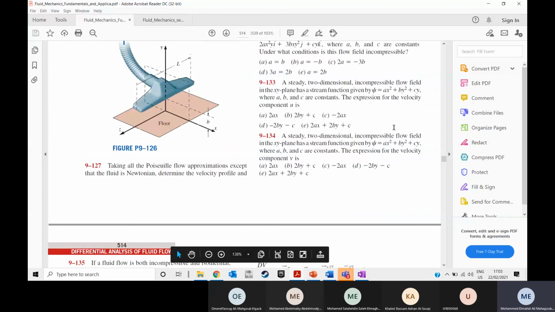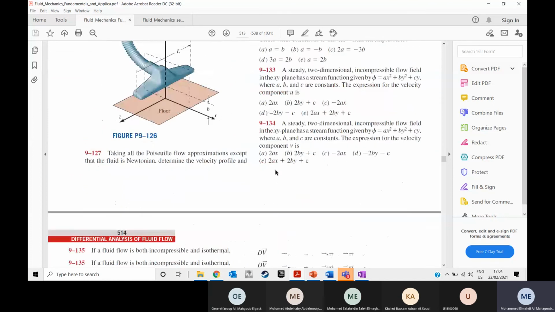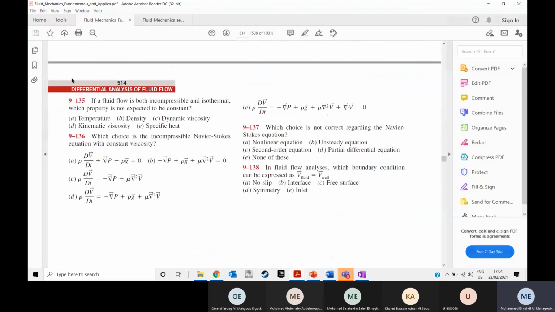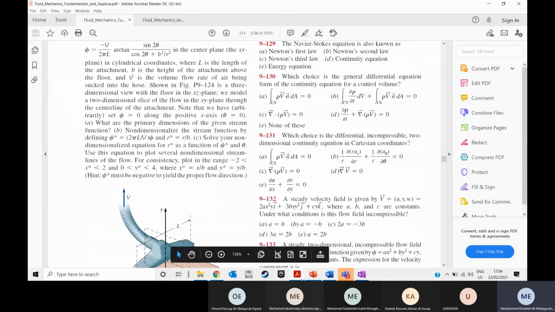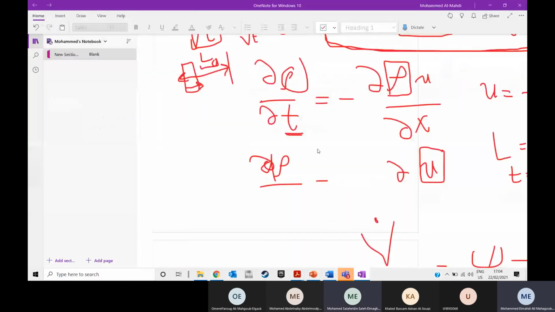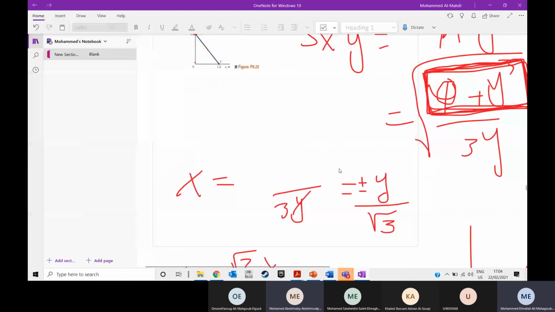These are the questions that are related to part 1 of the chapter. Part 2 of the chapter is about Navier-Stokes equations. These are them. Okay. Clear. I hope everything is understood. God bless you. Thank you.